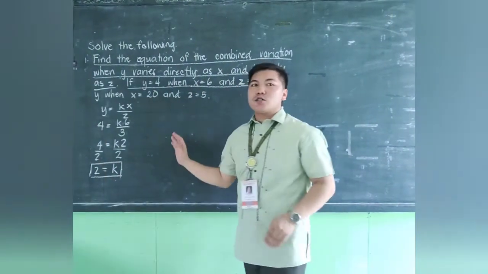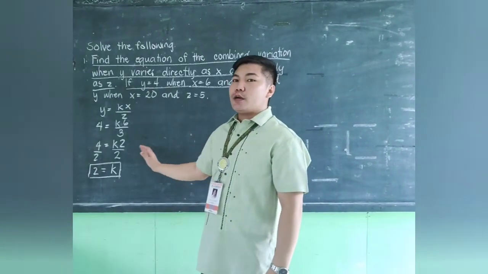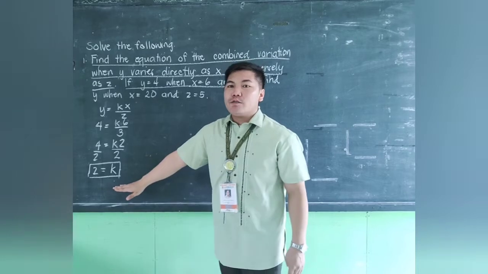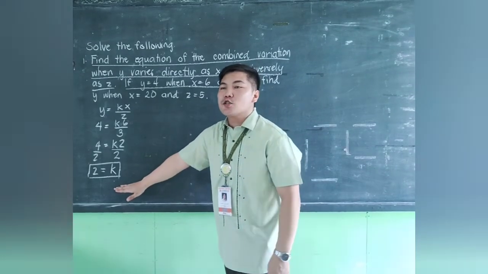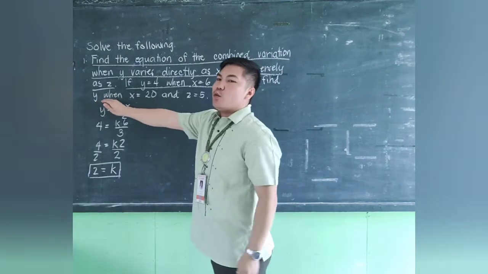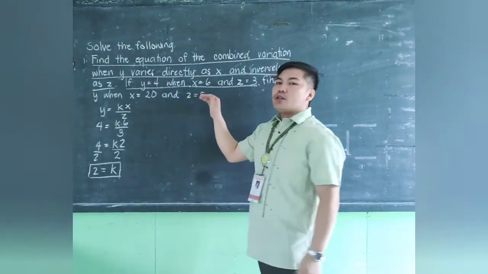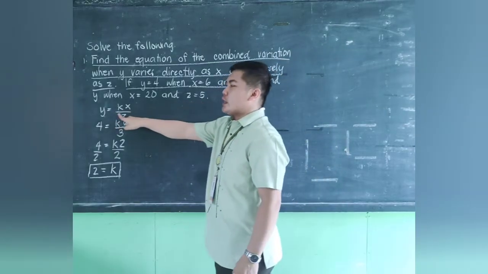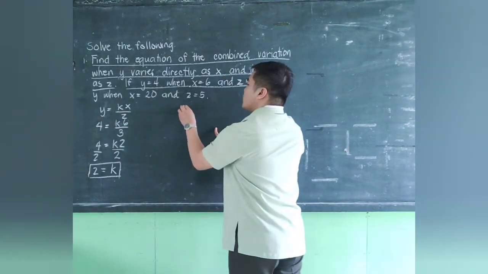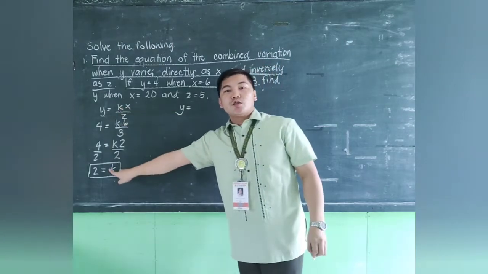Next, we are done in solving the value of k, which is the constant of variation. So, gagamitin natin yung value ng k na yon para ma-solve yung last statement natin. Find y when x is equal to 20 and z is equal to 5. So, gagamitin natin yung ginawa natin equation kanina. Y is equal to, yung k papalitan natin ng 2. Yung nag-solve natin kanina.